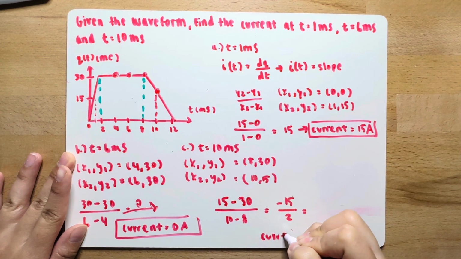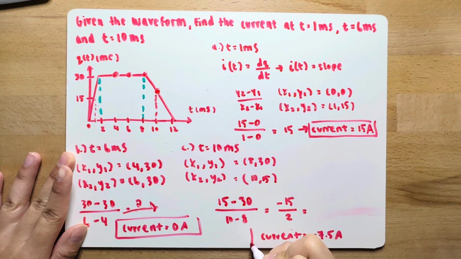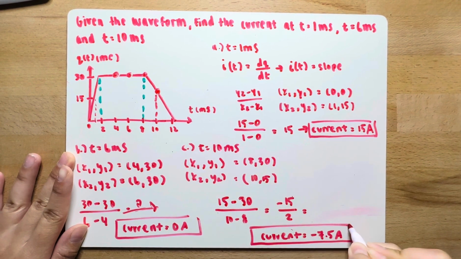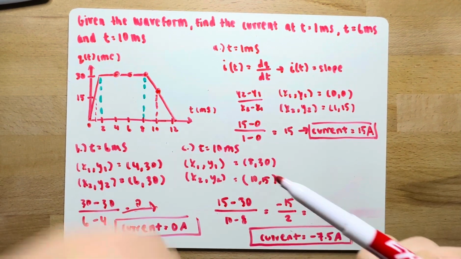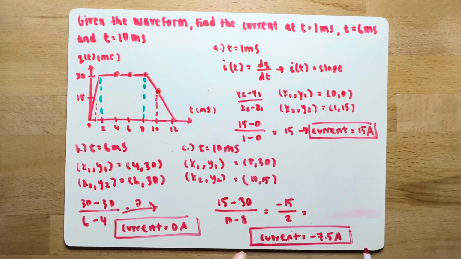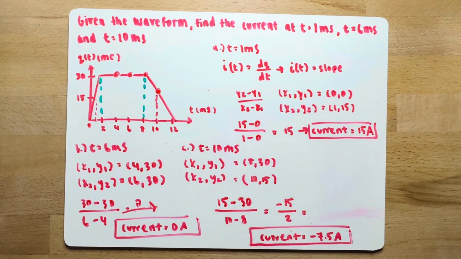And if you wonder, is it possible for current to be negative? Yes, it's possible. It just means that the current is going the opposite direction. So for this, at t equals 10 milliseconds, current is equal to negative 7.5.